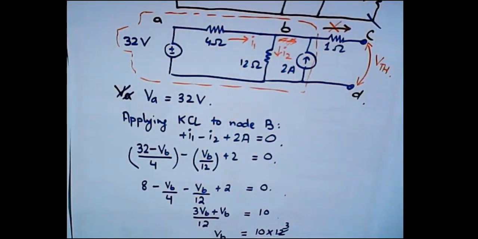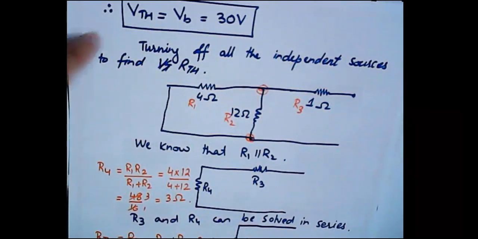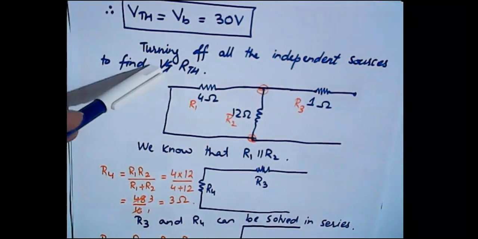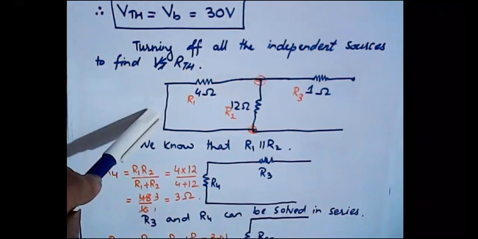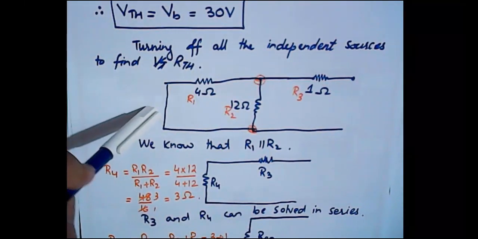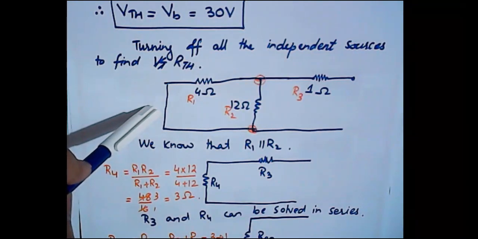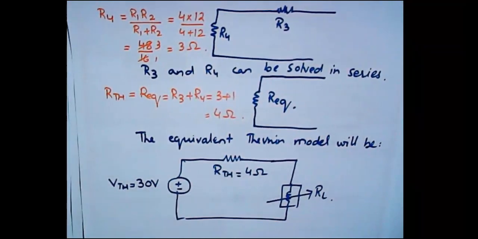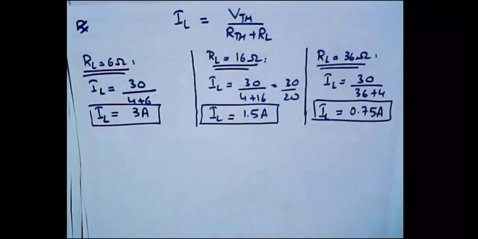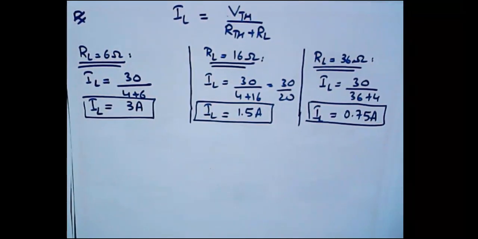And in the next step, what we did was we just turned off all the independent sources. Luckily we did not have any dependent source. We will be doing the case of a dependent source in a later part of this week. Then we solved the resistances. We found out the value of equivalent resistance to be 4 ohms. So we formed the Thevenin equivalent model, and based on that model we found out the value of load currents for different values. So I hope this is clear now.